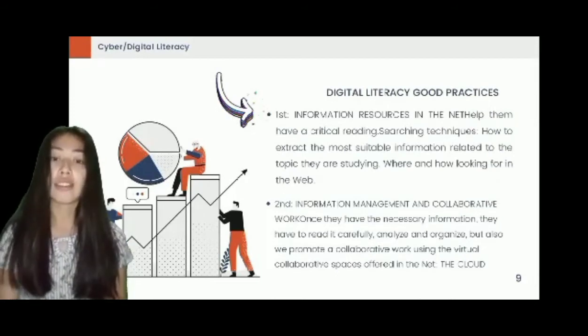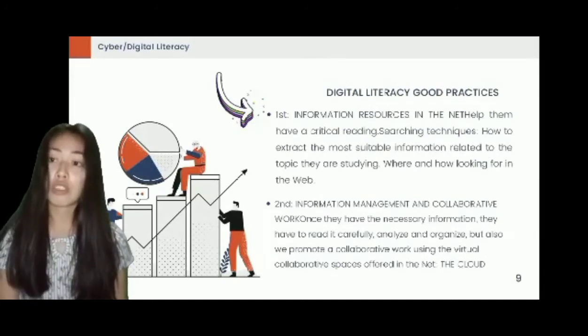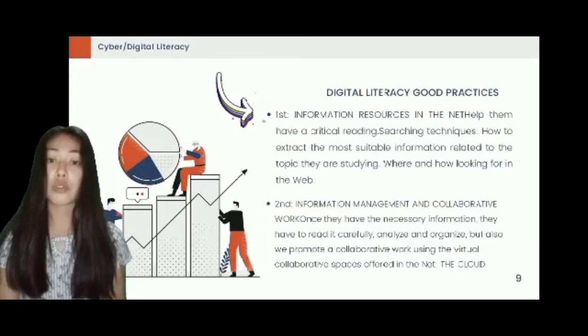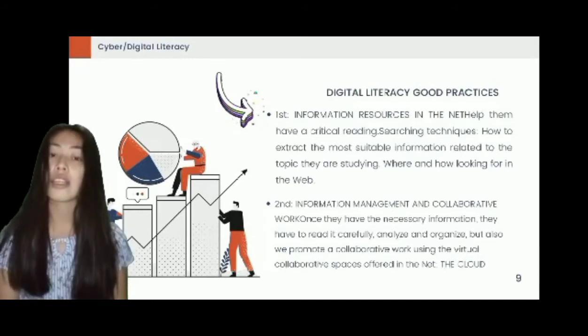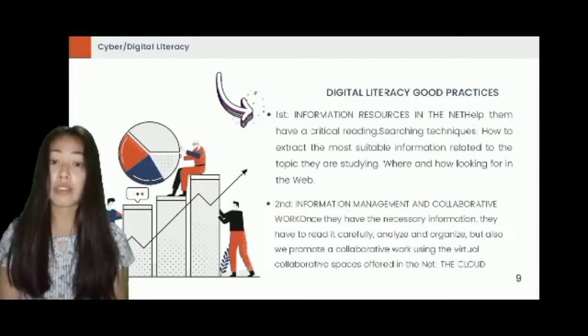So as digital literates, we are going to use the internet or the different social media platforms as the resources of our information that will help us to have critical reading as well as searching techniques on how to get reliable information that is suitable to the topic that we are studying.